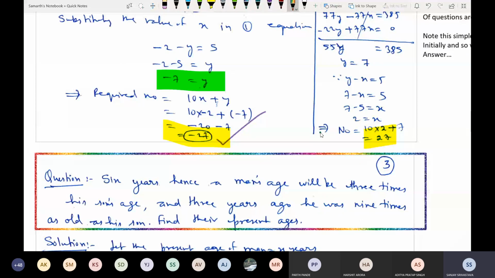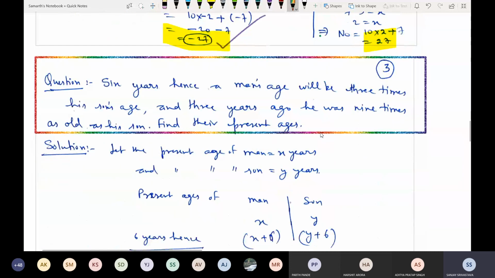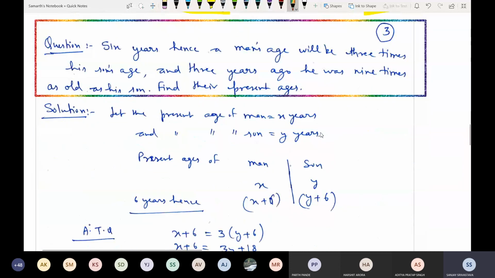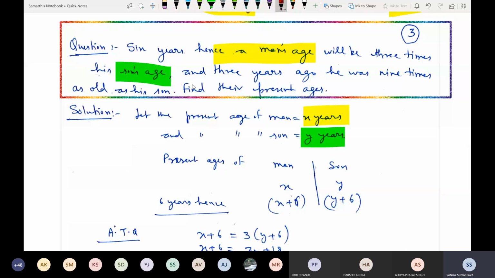You have already done these types of questions earlier also. So what I have done: let the present age of the man be x years, and let the present age of the son be y years. I've written this in the form of a chart: present age of man and son, x and y. According to the question, in the first line, 6 years hence means 6 years afterwards. So 6 years hence, the man's age will be 3 times his son's age. So after 6 years, what will be the ages of man and son?